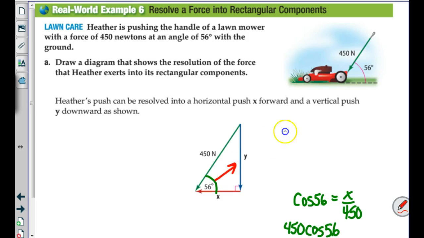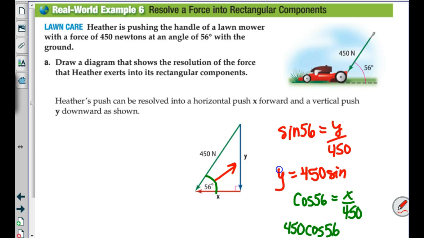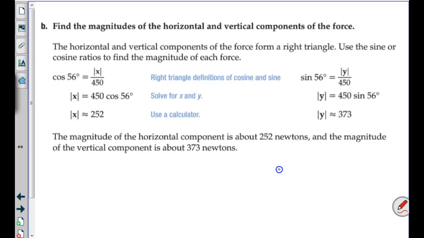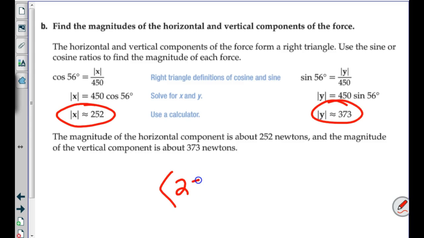Which function is across? We'd have the sine of 56 equals y over 450, or y equals 450 times the sine of 56. So when we type those in, you get the horizontal and the vertical components. And it can be written, we're going to practice this more tomorrow, as an across or x number and an up and down y number.